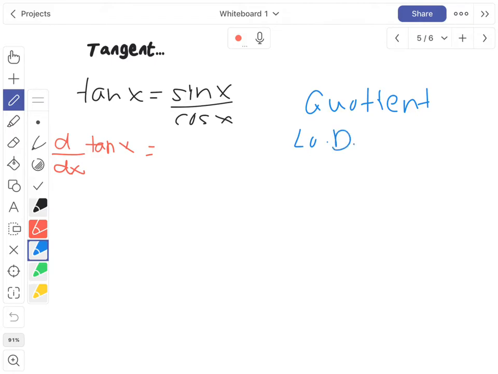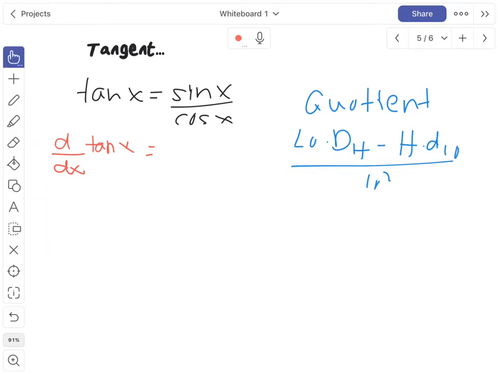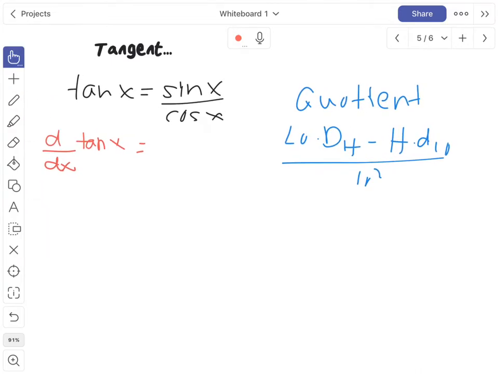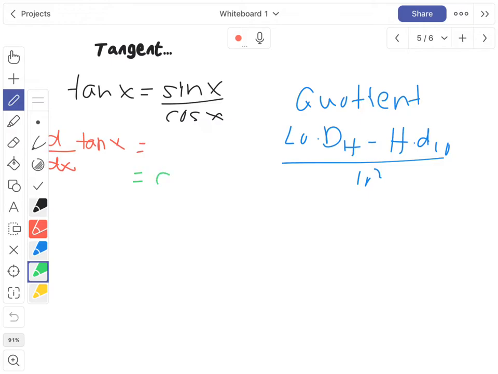So low d high minus high d low, all over low squared. I'm just going to go ahead and fill those things in. The lower function is cosine. I'll just show my work a little bit below here.